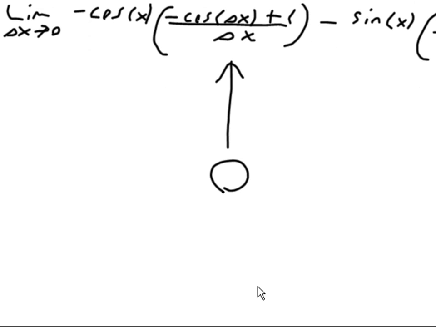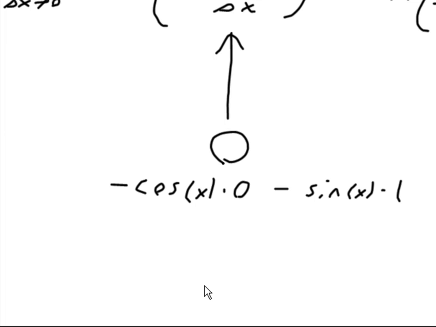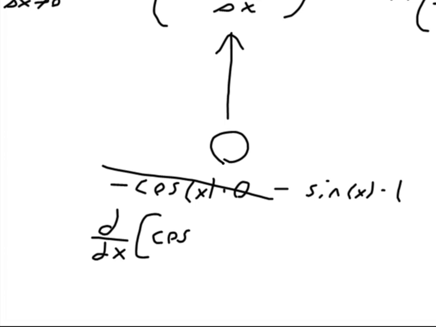So when we simplify from there, we've taken our limit and we're left with the cosine of x times 0 minus the sine of x times 1, which we can then simplify because anything multiplied by 0 is simply 0, and we will get the derivative with respect to x of the cosine of x, which is where our problem began, is equal to the negative sine of x.